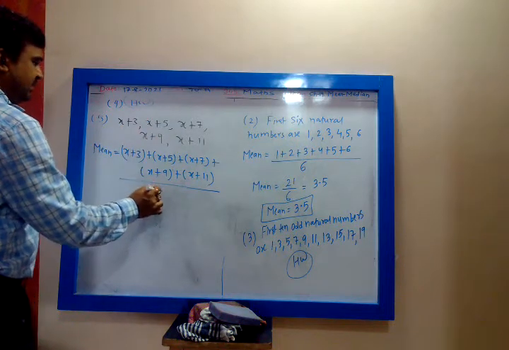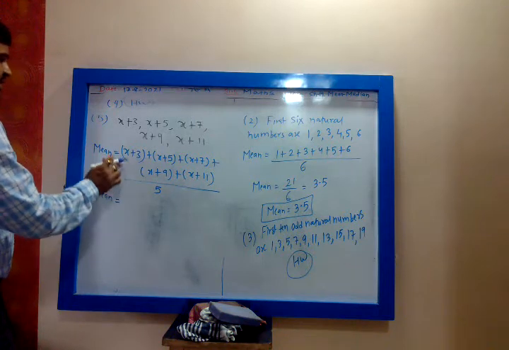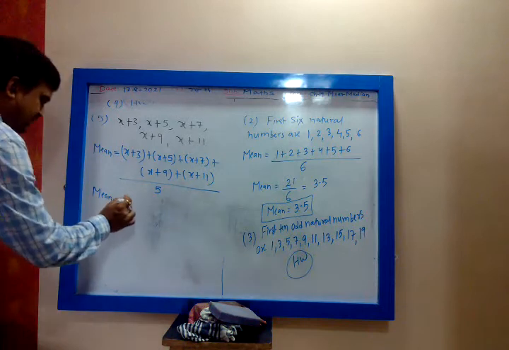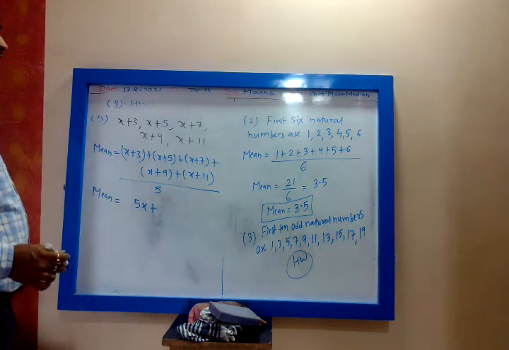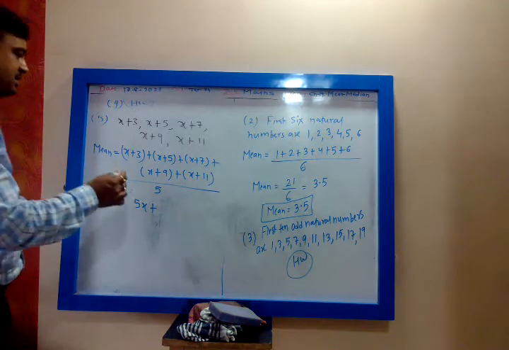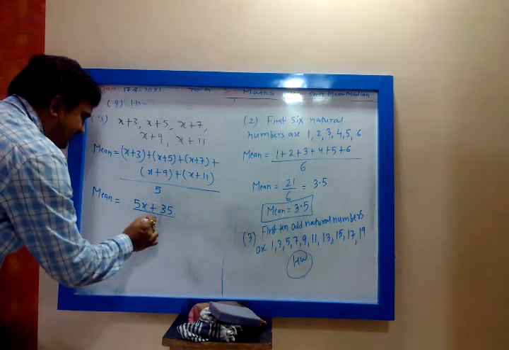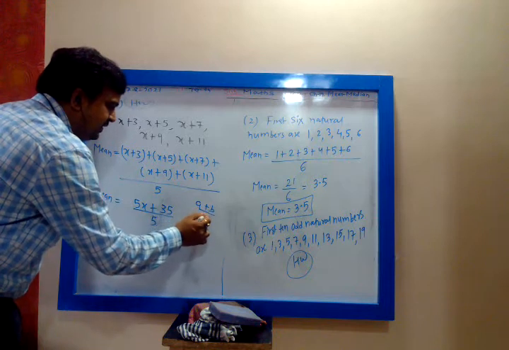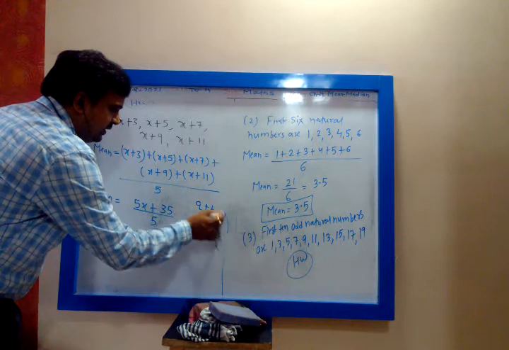Divide this by 5. So the mean value is, you can add like terms: x and x, 5x, plus 3 plus 5, 8 plus 7, 15 plus 9, 24, 24 plus 11, 35. 35 divided by 5. 5x plus 35, divided by 5. Now use this result: A plus B divided by C, I can write A by C plus B by C.